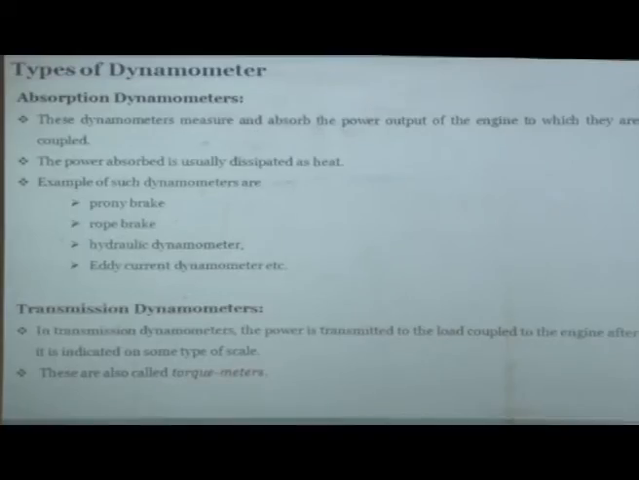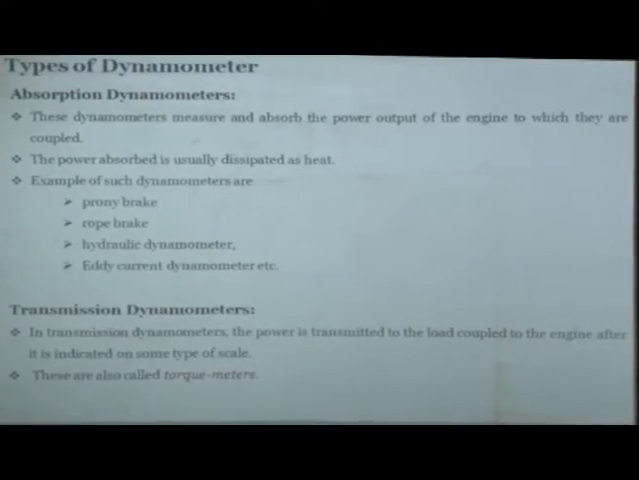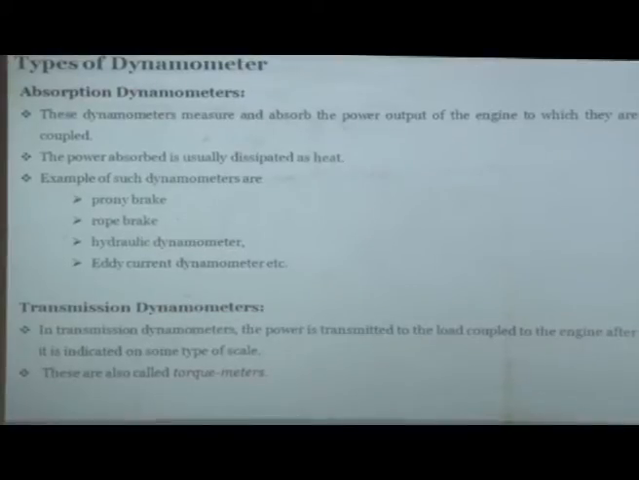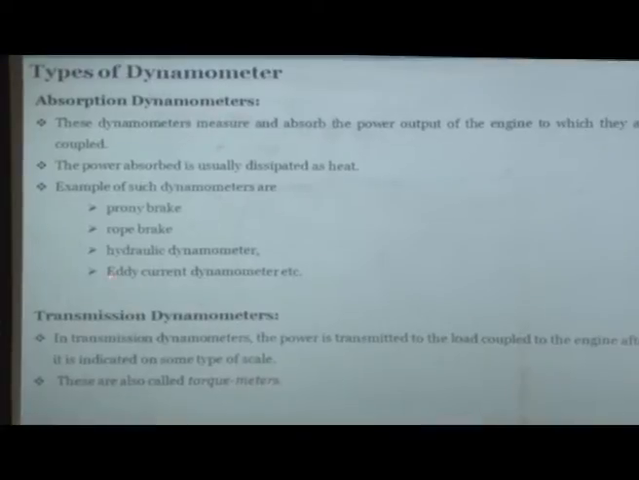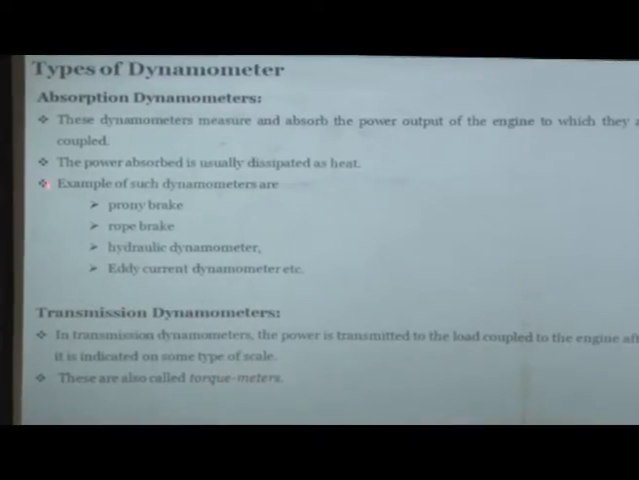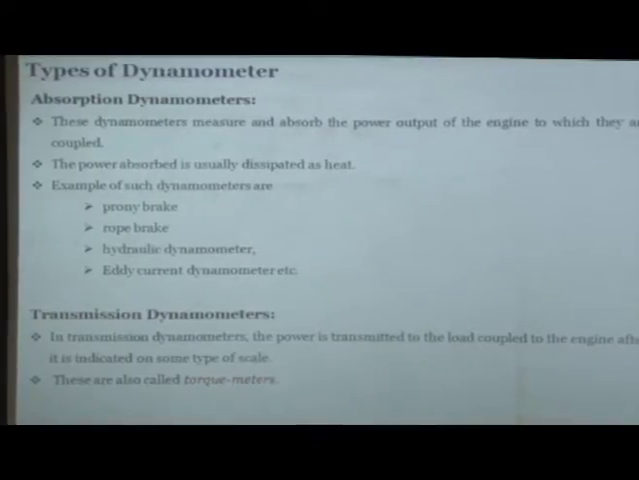Similarly, there is something called rope brake dynamometer. Rope brake really means that ropes are used to measure the power output. And then there is hydraulic dynamometer, then there are eddy current dynamometers. So these are 4 examples of absorption type of dynamometer. We will be describing them in detail and understanding them.